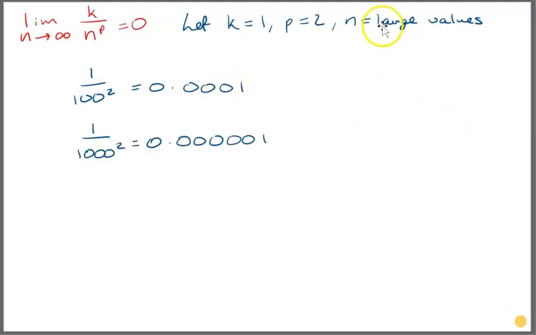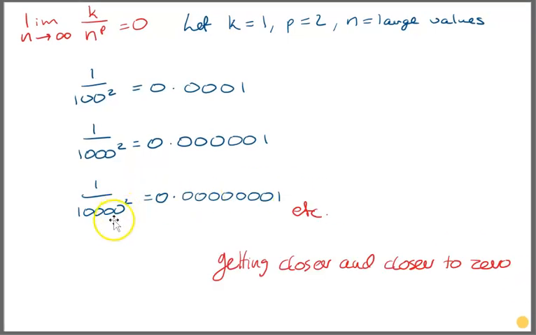Now if I choose a bigger value for n, so letting n be an even larger value, I'm going with 1,000, I get 1 over 1,000 squared, which is 0.000001. And if I choose a bigger value again, 10,000, I get 0.00000001, etc. I could keep choosing bigger numbers for n, and I'll get much smaller numbers every time I choose a bigger number for n. So I'm getting closer and closer to 0.